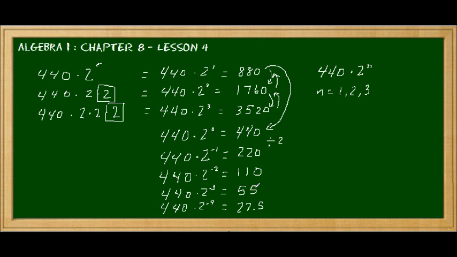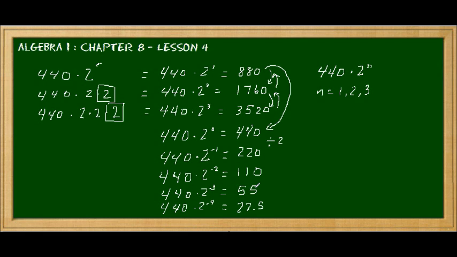If we keep reading, it says, because it doesn't make any sense to think of 0 and negative exponents as meaning repeated multiplications, we will have to figure out their meanings from these equations instead. If 440 times 2 to the 0 power is equal to 440, then it follows that we want 2 to the 0 power to equal 1. And if 440 times 2 to the negative first power is equal to 220, then we want 2 to the negative 1 power to equal 1/2, because we basically cut it in half.